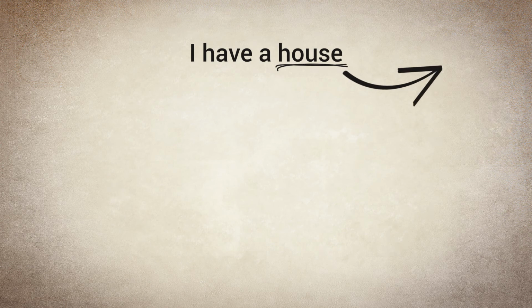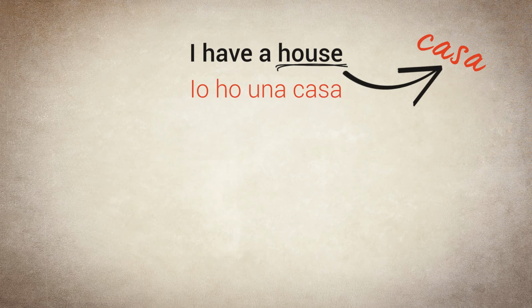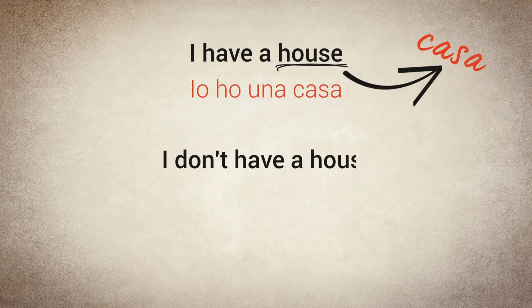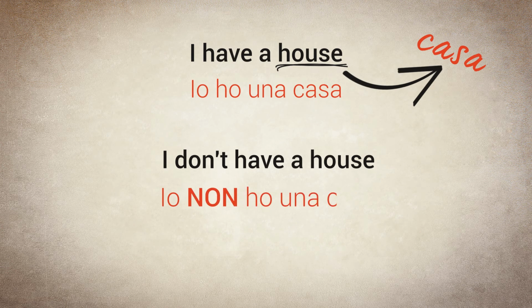Now, how would you say, I have a house? And a house is casa, una casa. It's io ho una casa. Or I don't have a house. Io non ho una casa.